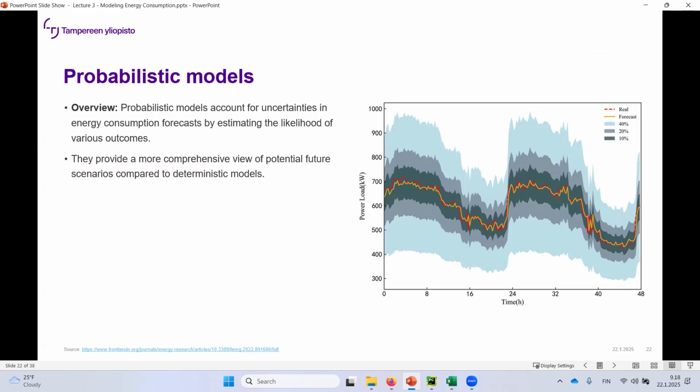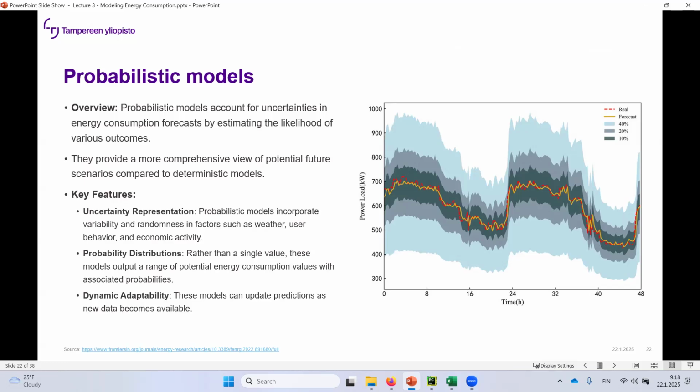And in here you can see the real and forecast, but then you can see the confidence levels in here. So at which confidence are you going to be having the value in here, and so forth. So they are really good for these scenarios. Uncertainty representation, that's what they do. What they utilize is probability distributions. So for example, I was using this gamma distribution, or you can use this normal distribution in your models.